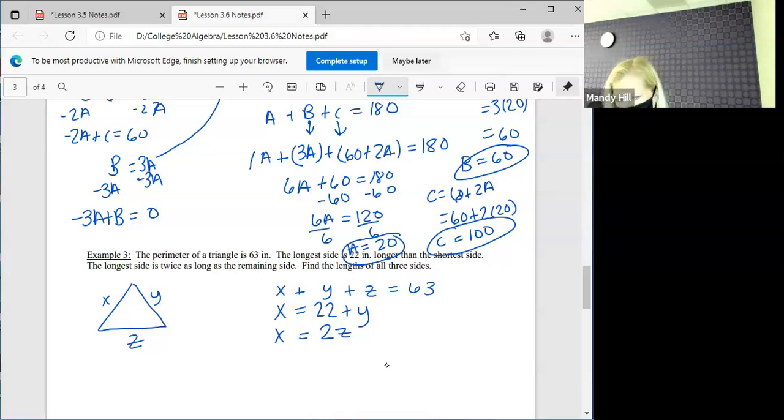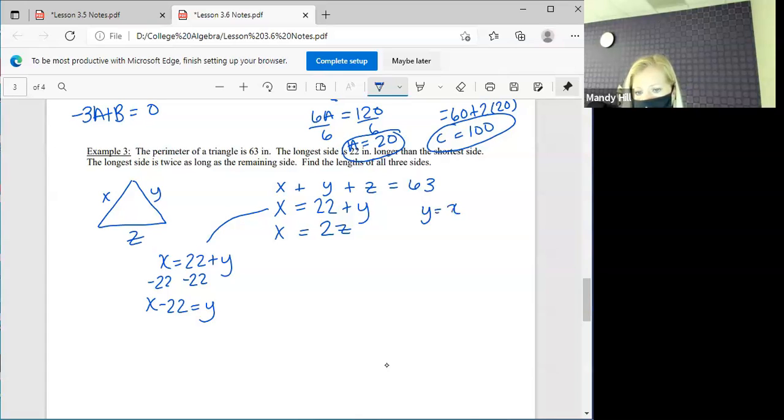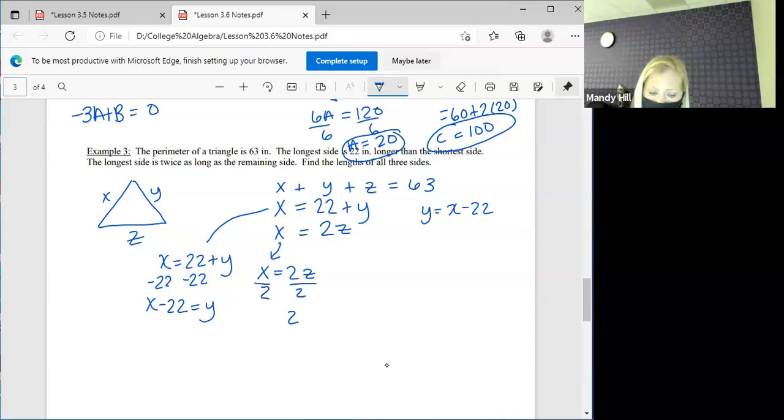I'm going to work with this really quick. Instead of it being X equals 22 plus Y, I'm going to solve it for Y. I'm going to subtract 22. Say X minus 22 is equal to Y. So I'm coming up with another equation I can use: Y is equal to X minus 22. On this one, I'm going to do the same thing. I'm going to solve this one for Z. I'm going to divide by 2 and say Z is equal to X over 2. So here's another thing I can use.